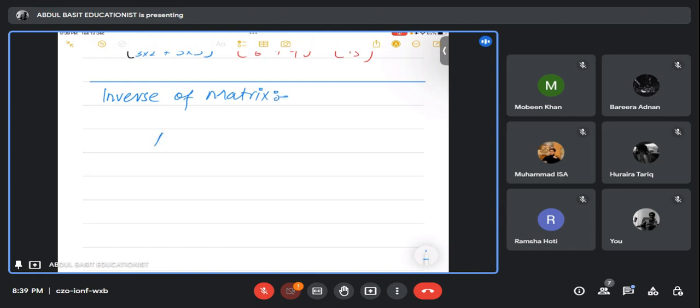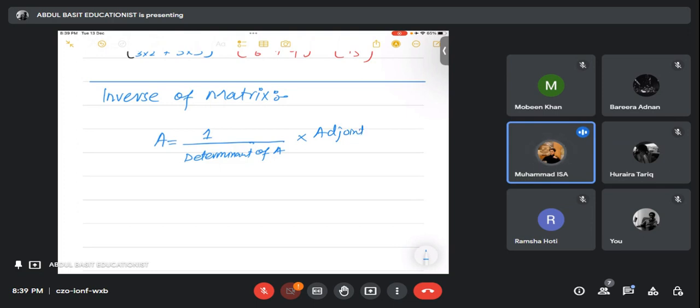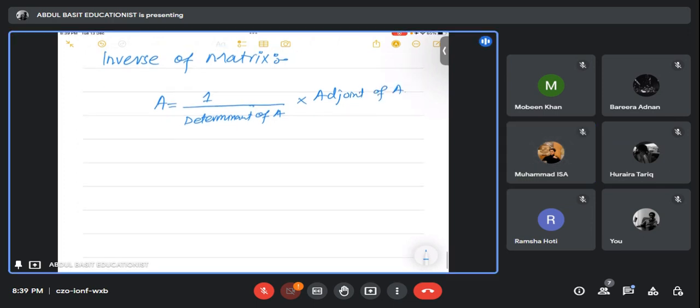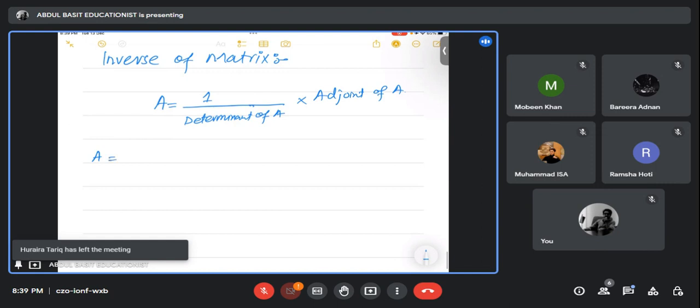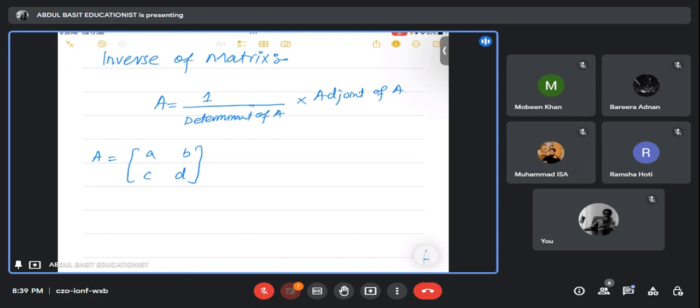For example, A is the matrix, so the inverse of the matrix is 1 divided by the determinant of A times the adjoint of A. So for example, A is the matrix with entries A, B, C, and D. The determinant of A, shown with two straight lines, means AD minus BC. You have to multiply these two, cross multiplication with a negative sign.